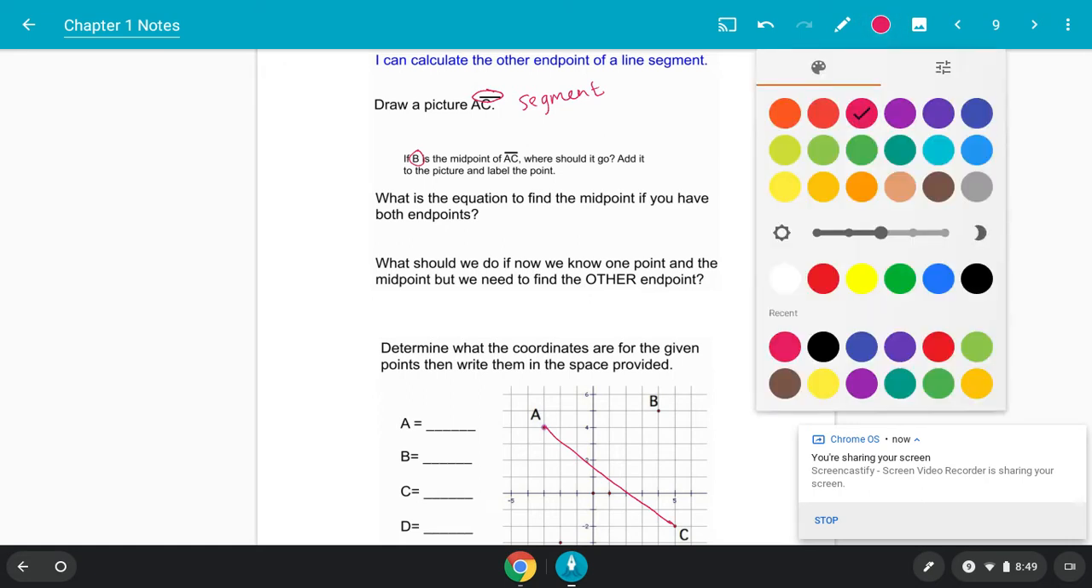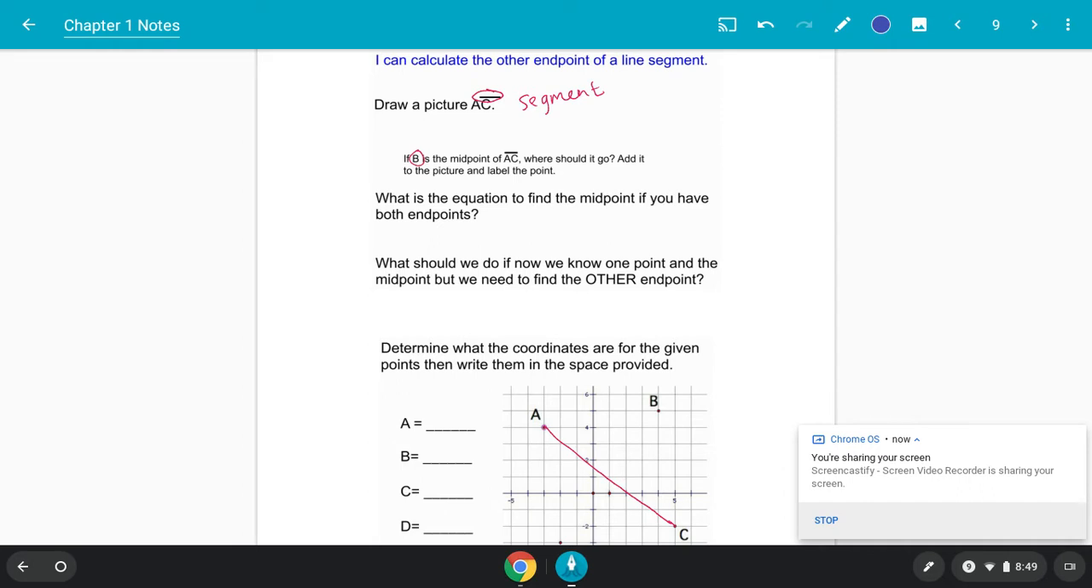And then I'd like to change this part. It says if B, which I'm going to change because of the picture below, I'm going to change it to T for toy. T for toy or Tom or something that starts with a T, table. So if T is the midpoint of AC, where should it go? So it should be somewhere here in the middle, right? Like somewhere in the middle.